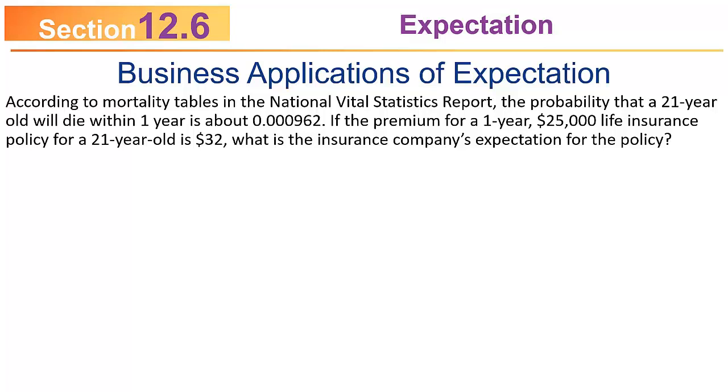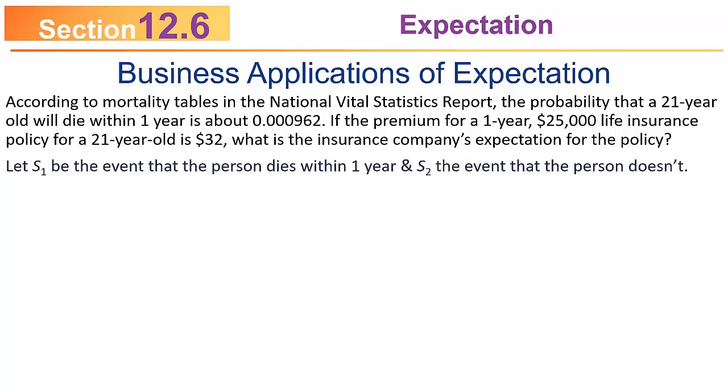You've got to start out thinking just like you did with the roulette problems and all the others. You're going to build a table. So what we're looking at in that table basically is whether that 21-year-old person dies or not. So you could say let S sub 1 be the event that the person dies within a year. That's the term of the policy. And S sub 2 is the event that the person doesn't die. In other words, however you phrase it, you're looking at whether the person will die within a year or not. If the person dies within a year, the insurance company has to pay out the policy. If the person doesn't die within a year, then the company gets to make a profit on that person because that person had to pay for that policy.